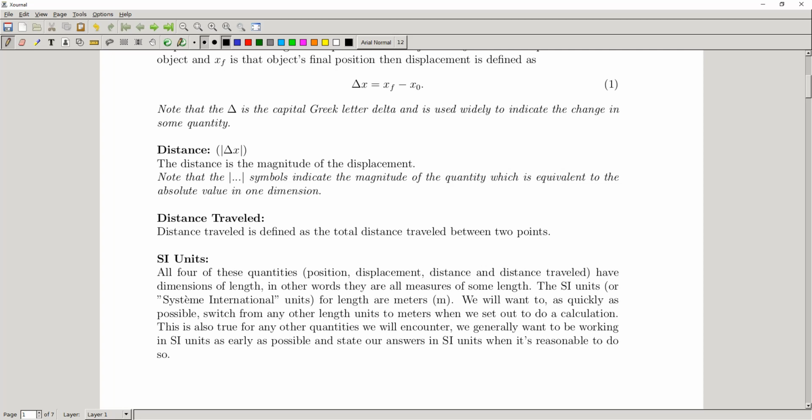But we really want to be using SI units, and the SI units for length are meters, so we really want to be using meters whenever we're doing these calculations involving lengths, to avoid any sort of confusion or making any unnecessary mistakes.